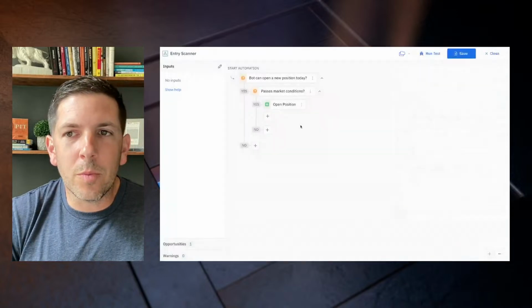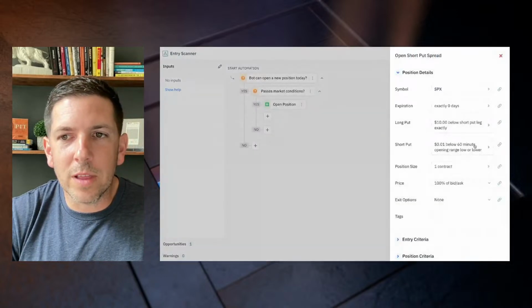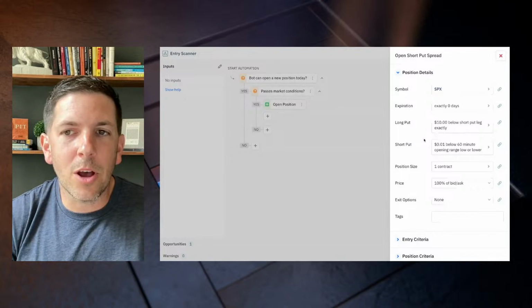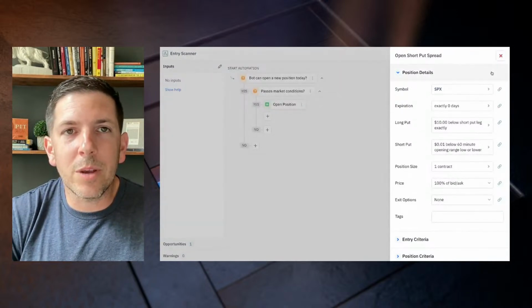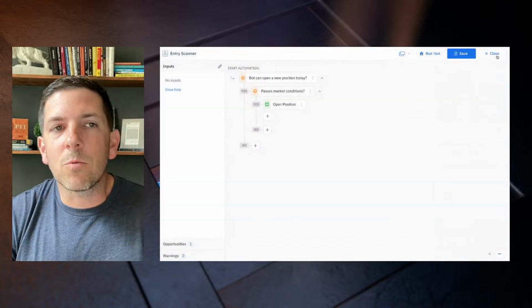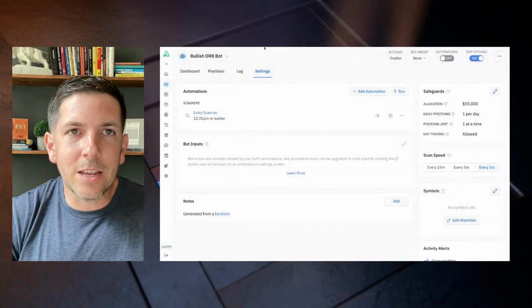And then if you go here to open position, again, these short legs are going to be determined based upon the 60-minute opening range like we had tested. So all of that information is right there for you, so you can run that bot immediately in your account.